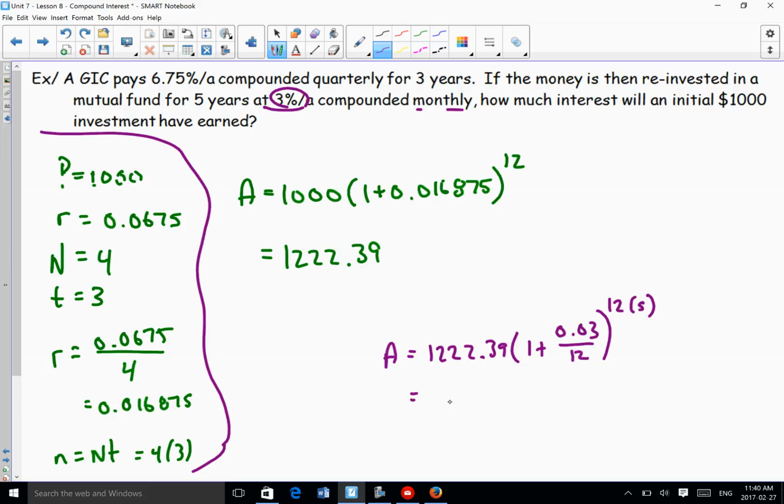Now, to make it easier for my calculator, maybe I can simplify this a little bit. 1 plus 0.0025 to the power of 60. I end up with 1419.95.